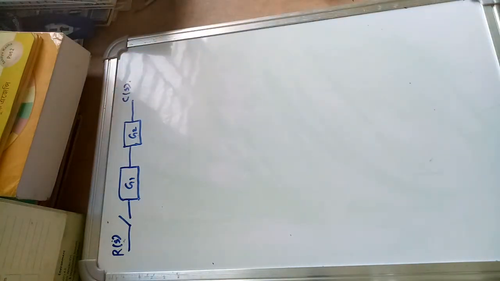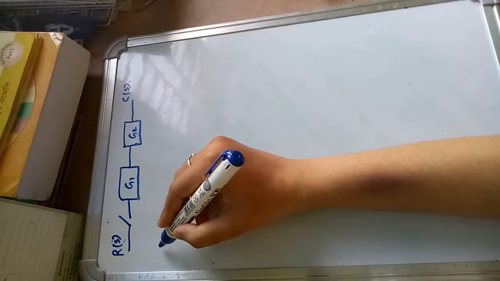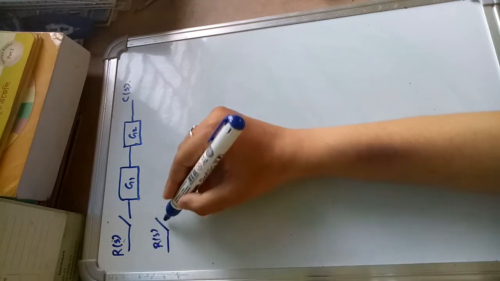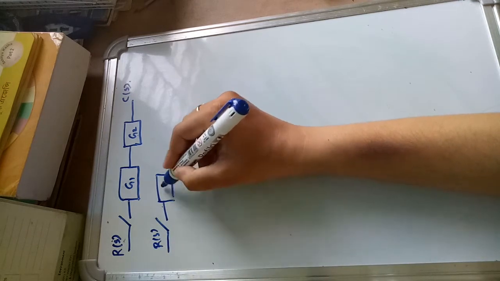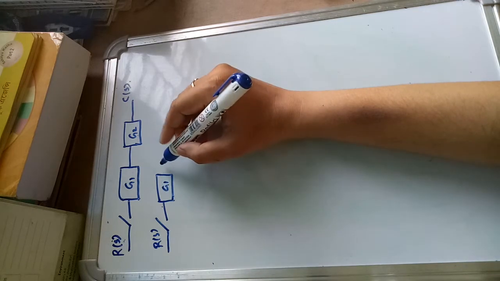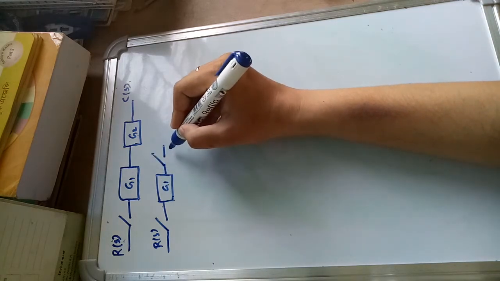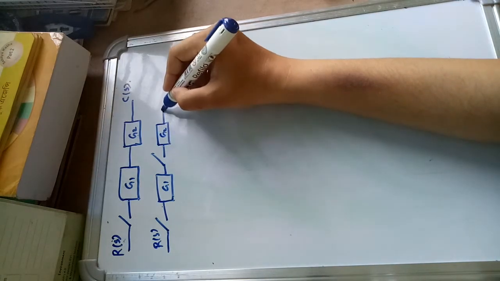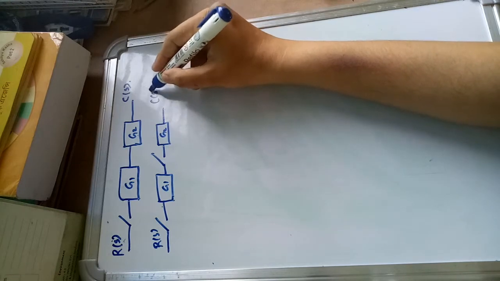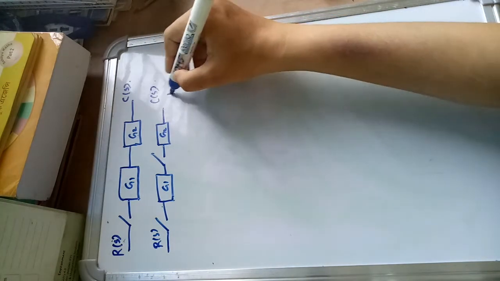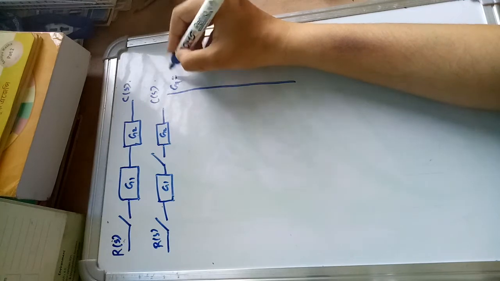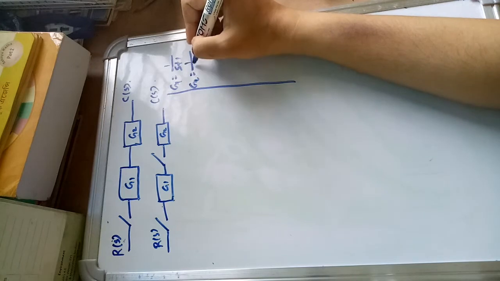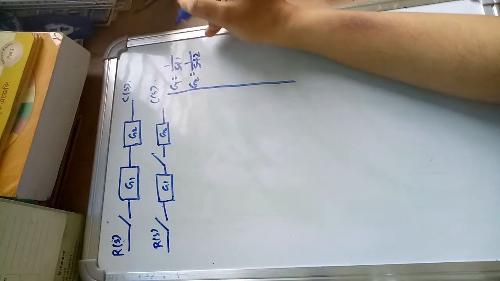And in another representation, this R of S is applied to G1, and after that sampling, and then applied to G2 and then C of S. Now here it is given that G1 equals 1 divided by S plus 1 and G2 is equal to 1 divided by S plus 2, say.